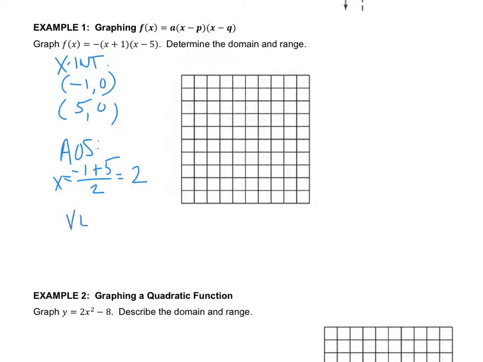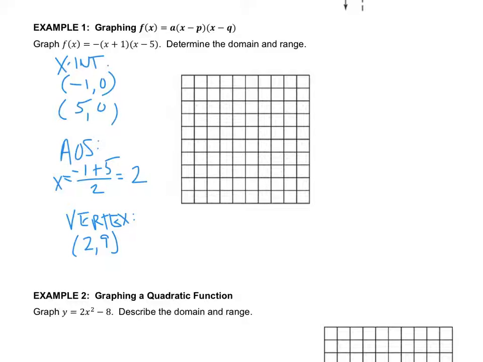So just to go one more step, to find my vertex, another important point in all of these, my vertex is going to be at the x from the axis of symmetry, and I need to plug it into my function. If I plug in a 2 here, I'm going to get 2 plus 1 is 3. If I plug a 2 in here, I'm going to get a -3. So 3 times -3 is -9, times the -1 is now a +9. So I know my vertex is at 2, 9.